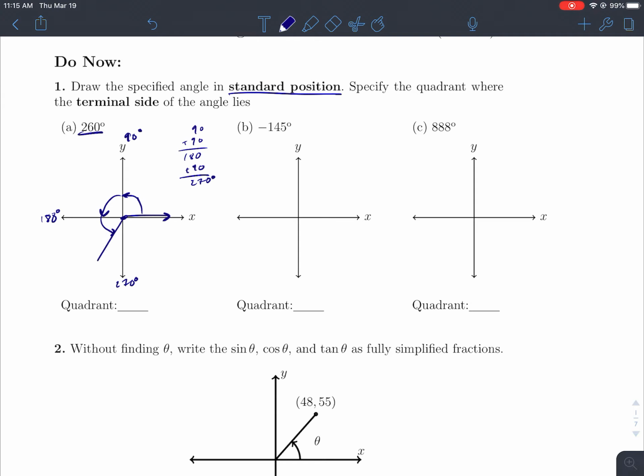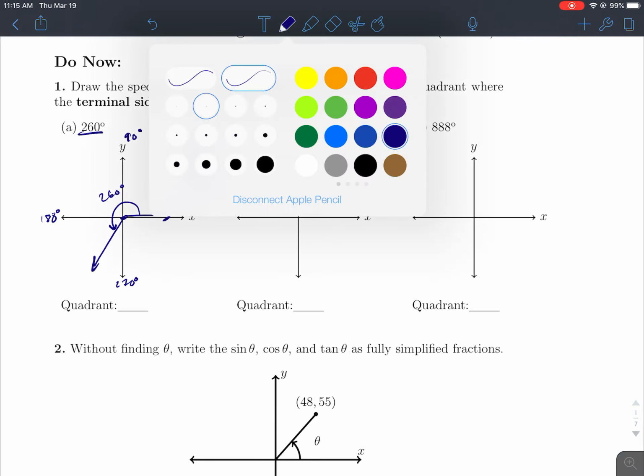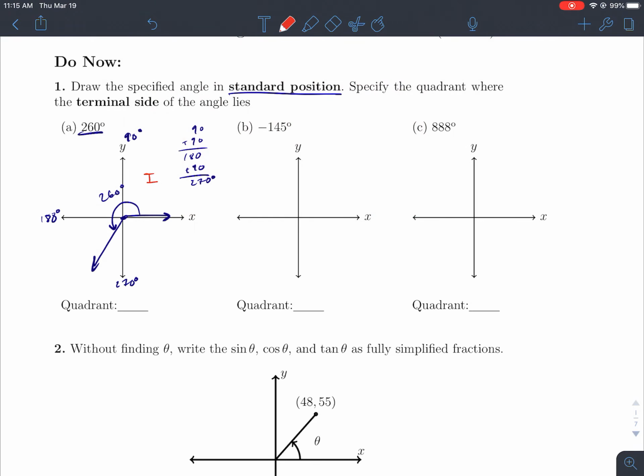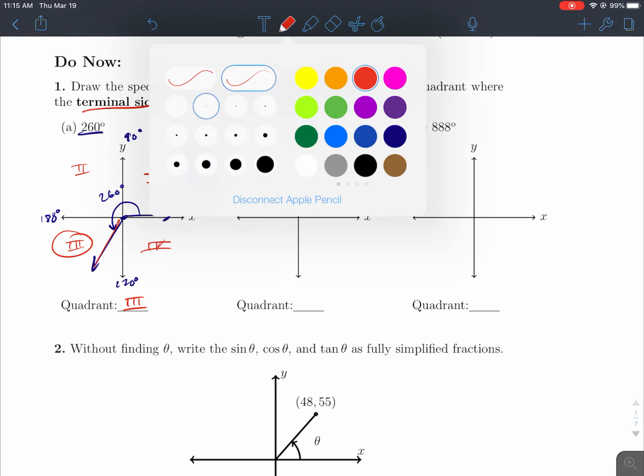So we don't want to get all the way to 270 degrees. We want to get to 260 degrees. So you don't have to show that as 3 separate angles. I was just showing that as I was figuring it out. So here we go. This is what a 260 degree angle looks like. And that ends in quadrant 1, 2, 3. That ends in quadrant 3. And so we call this the terminal side because terminal means ending.